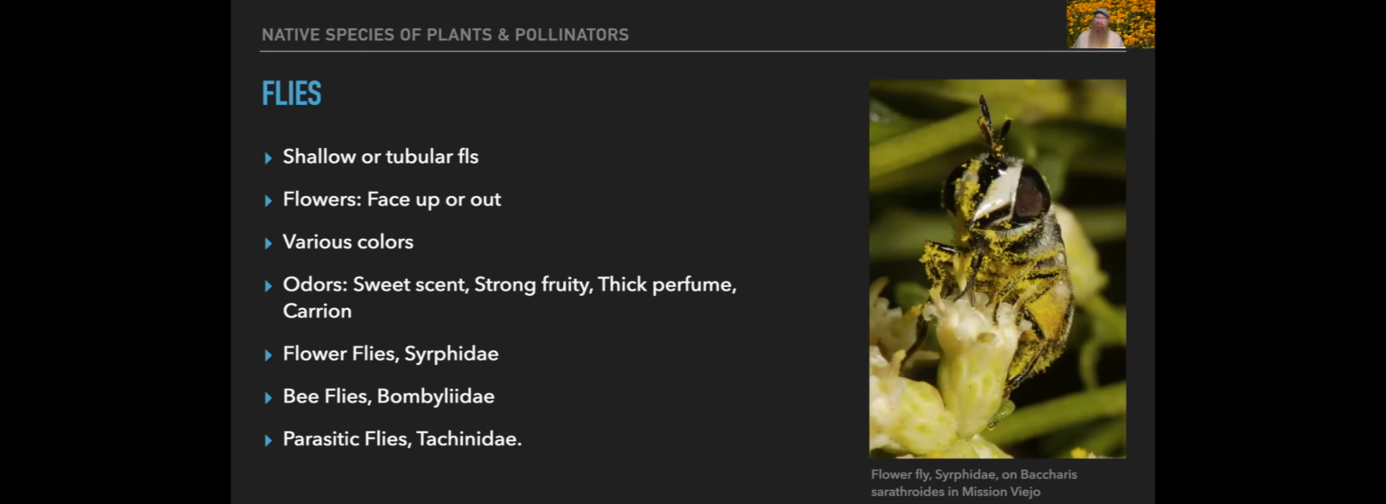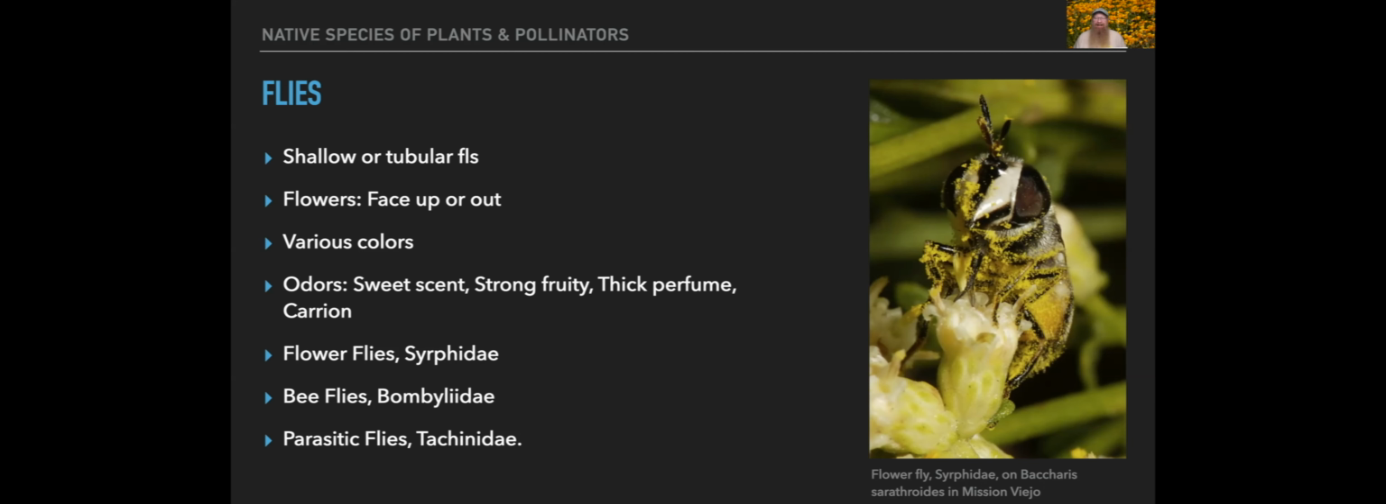Here is a flowerfly. Now, flies usually go to shallow or tubular flowers where the flowers face up or out. They don't care about color so much, but boy, they like odors. If a flower has a sweet scent, a strong fruity scent, a thick perfume, or in some cases, dead animal carrion smell, flies will come to it. And every fly likes a different kind of scent. They don't all like the same thing. Primarily, we see flower flies like this fellow here, bee flies, and we see parasitic flies. These three are important pollinating groups here in Southern California.